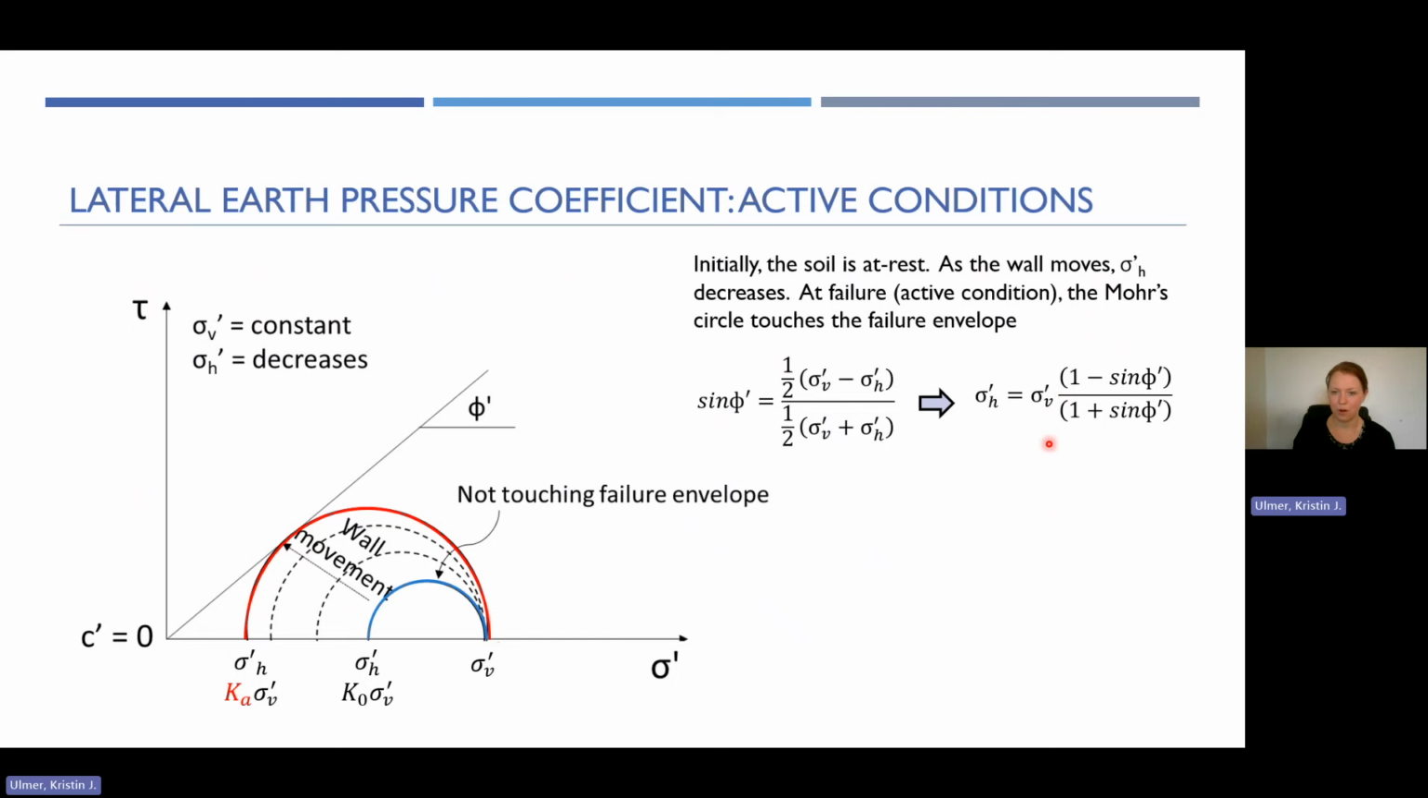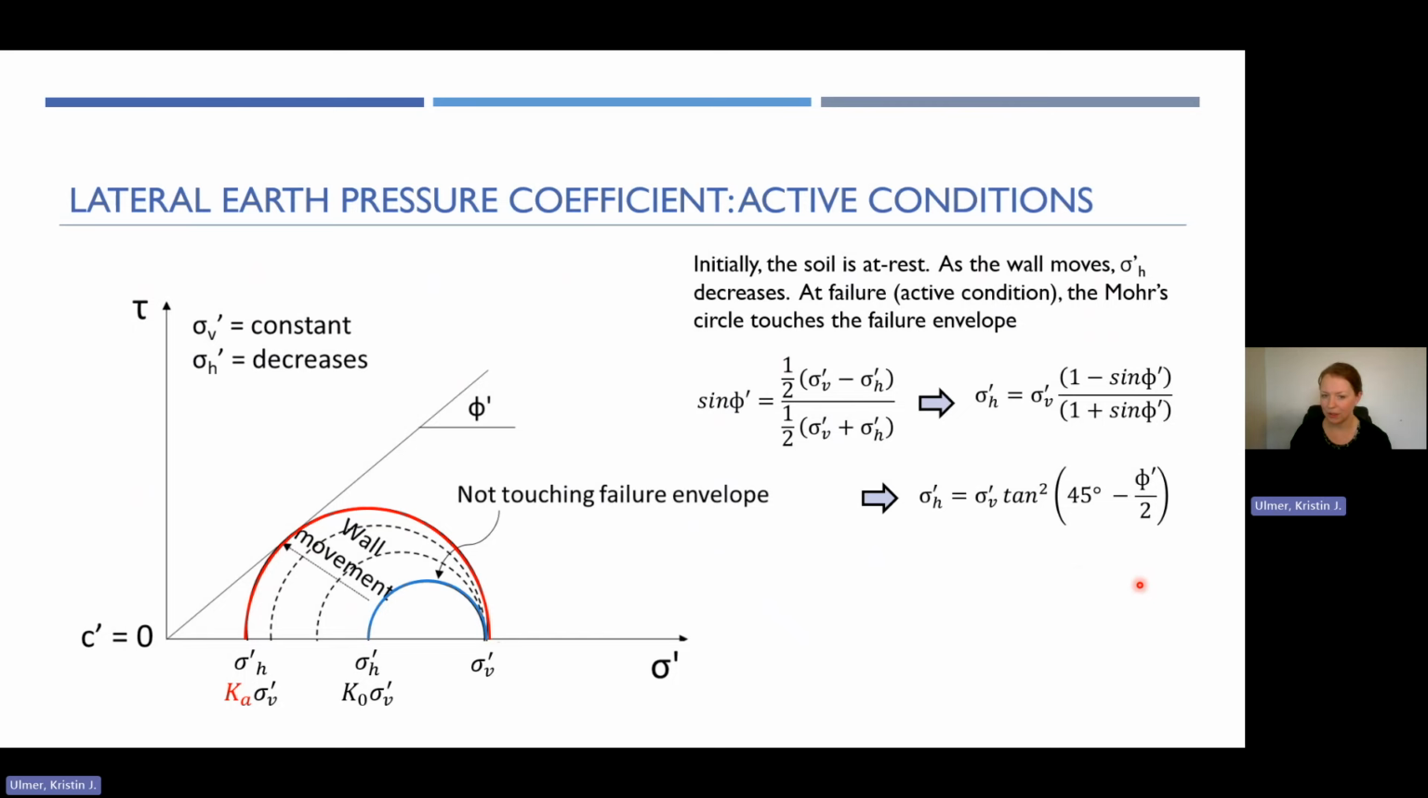times this ratio of 1 minus sine phi over 1 plus sine phi. Rewrite this again: 1 minus sine phi over 1 plus sine phi you can rewrite as tangent squared of 45 minus phi over 2. These are just using some trigonometric relationships.